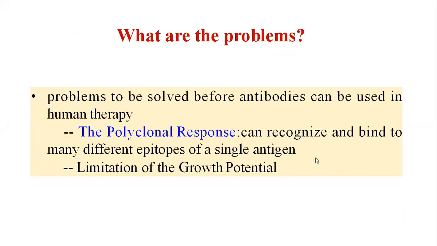Now we have to discuss what the problems are. The problems to be solved before the use of MABs in human therapy are these. First, the polyclonal response. What is polyclonal response? The antibody can recognize and bind to many different epitopes of a single antigen. So that problem should be solved. And the second one is a limitation of growth potential. These two problems should be solved.